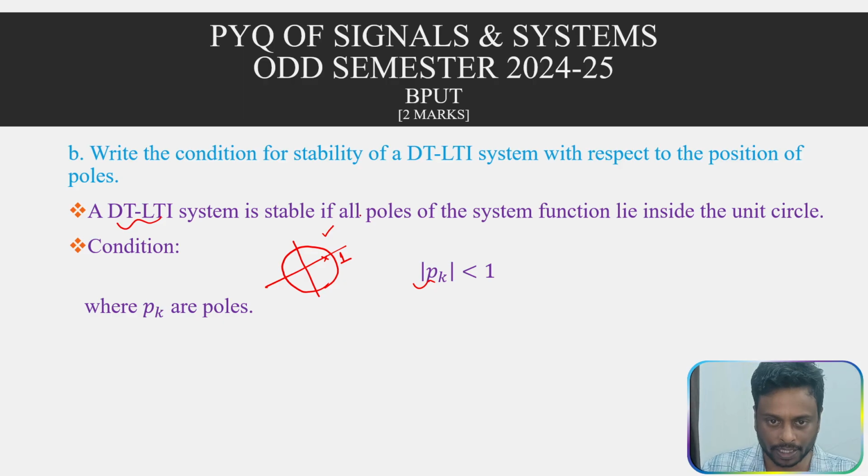Okay, so this is how you can tell whether the system is stable or not, depending upon the poles. If the poles lie inside this unit circle, then it is a stable system. Okay.